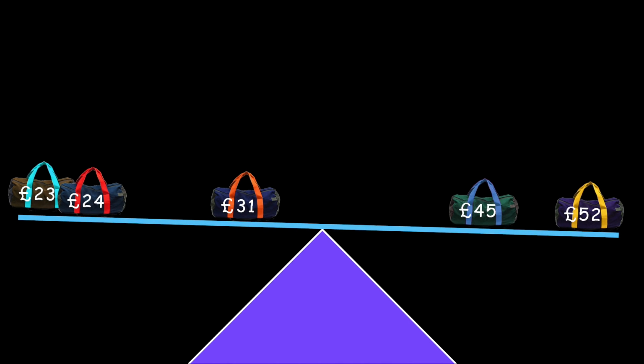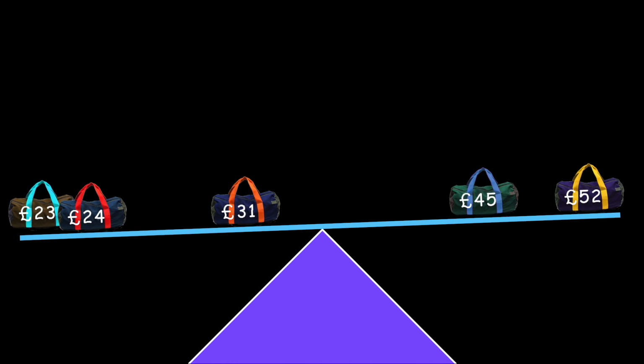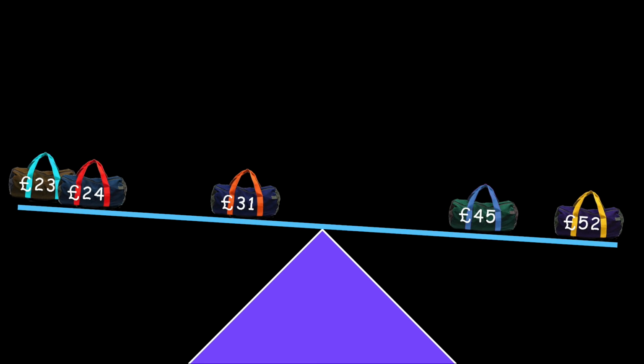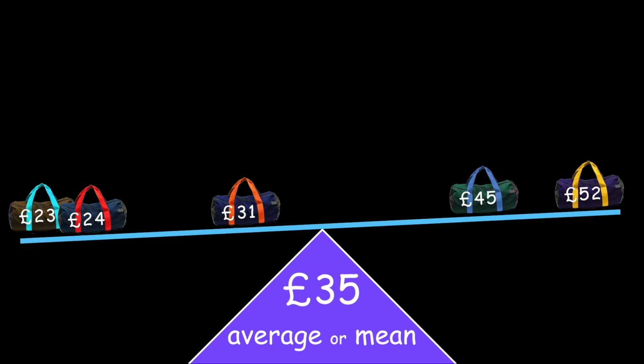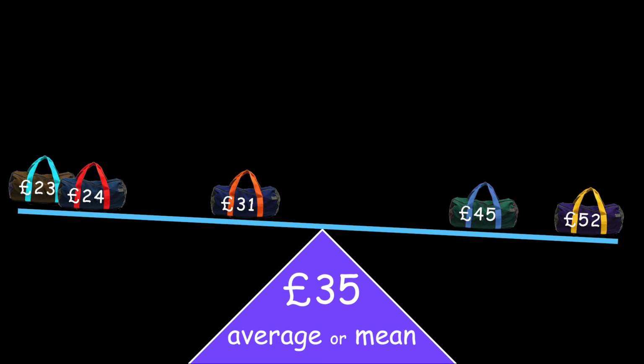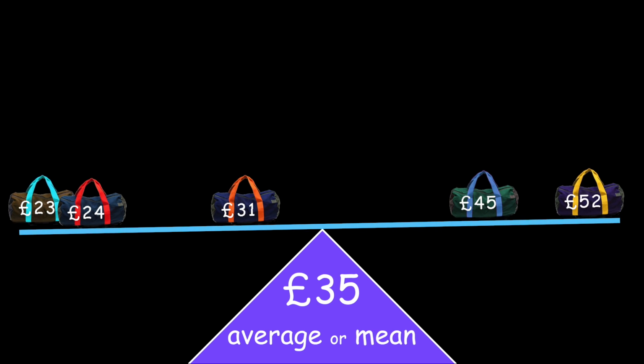Another way you could think of an average is being a point of balance along a line, with the individual numbers being in order on the line. Using the same bags as the example just now, it might look like this. £35 is the average, or mean.